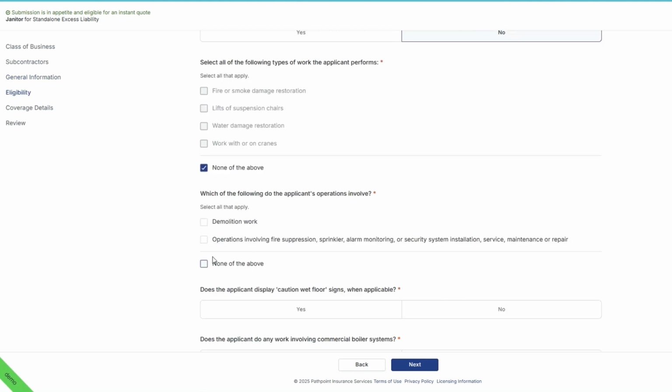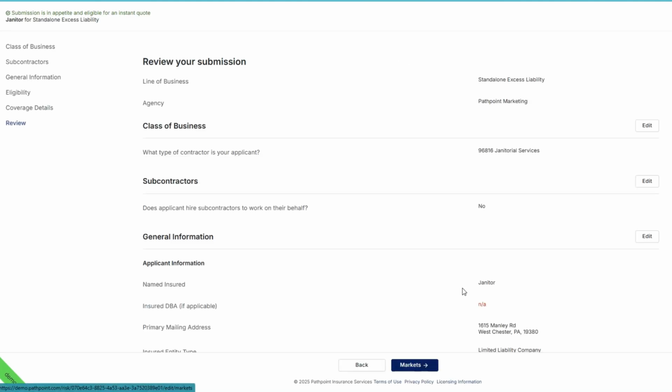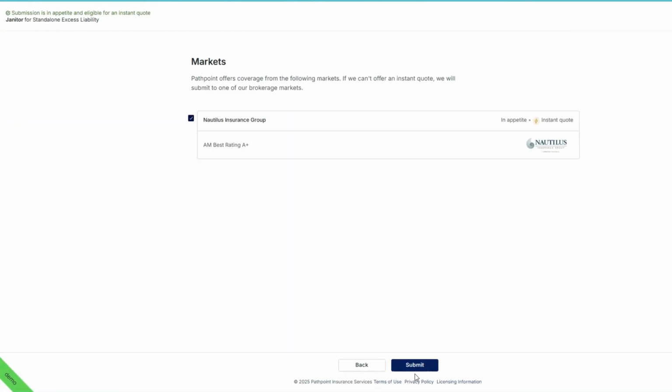Next, you'll proceed through the eligibility question set and enter the requested coverage details. We offer excess coverage from 1 million to 5 million limits. Take a moment to review your submission, then proceed to markets.